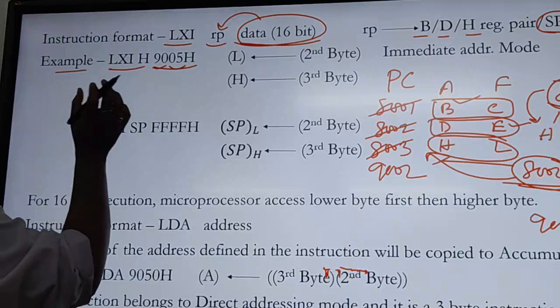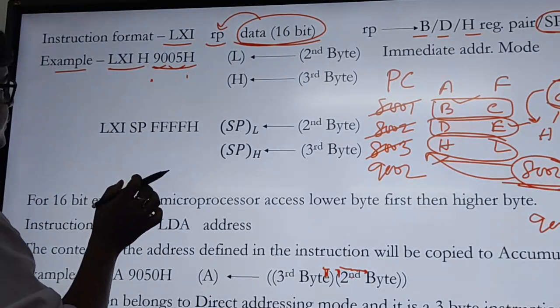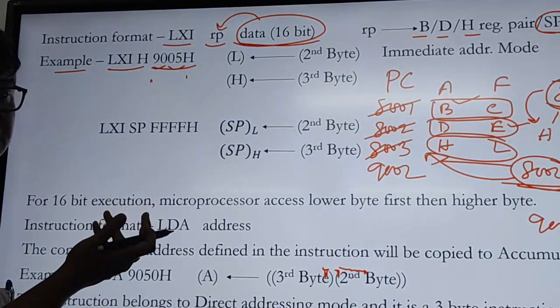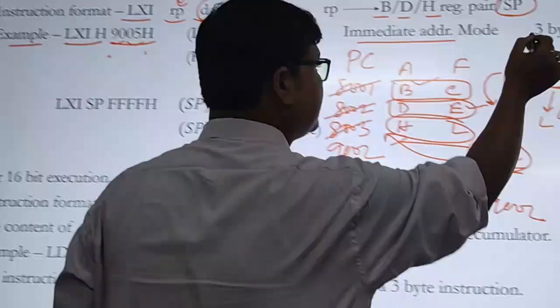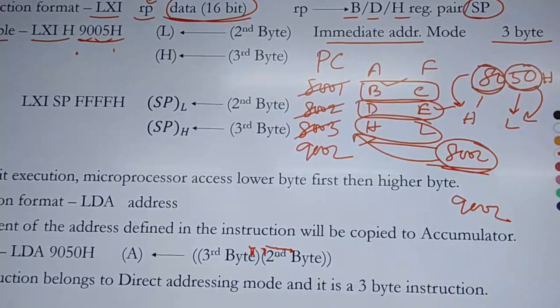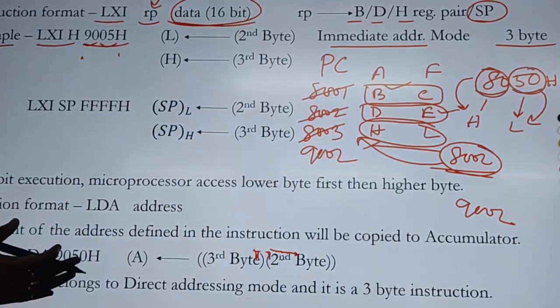And the data itself is loaded into this particular instruction. That means it is called the immediate addressing mode. It belongs to the immediate addressing mode set. So it is immediate addressing mode and it is a 3-byte instruction. In this way we can very easily find out which addressing mode an instruction belongs to, and how many bytes the instruction is.